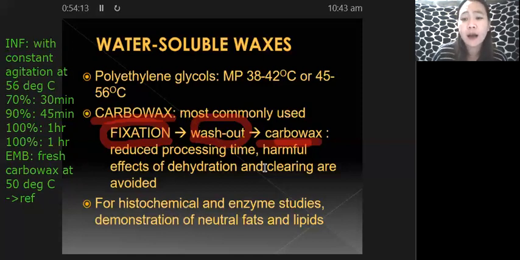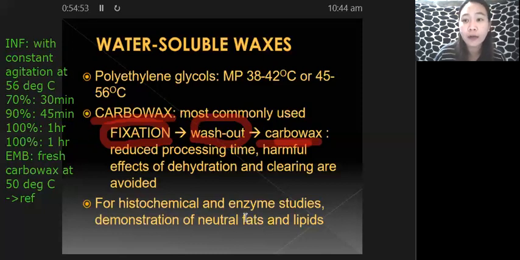So as you can see, there are a lot of good things or advantages of your water-soluble waxes. So its application in the laboratory: you can use it for histochemical and enzyme studies because the chemical constituents and your enzymes are not destroyed. They are not destroyed because you did not perform dehydration and clearing, which are particularly destructive to your chemicals.